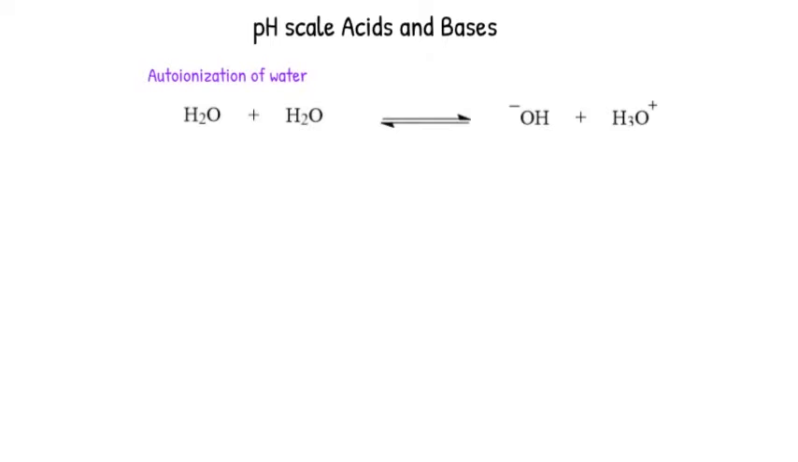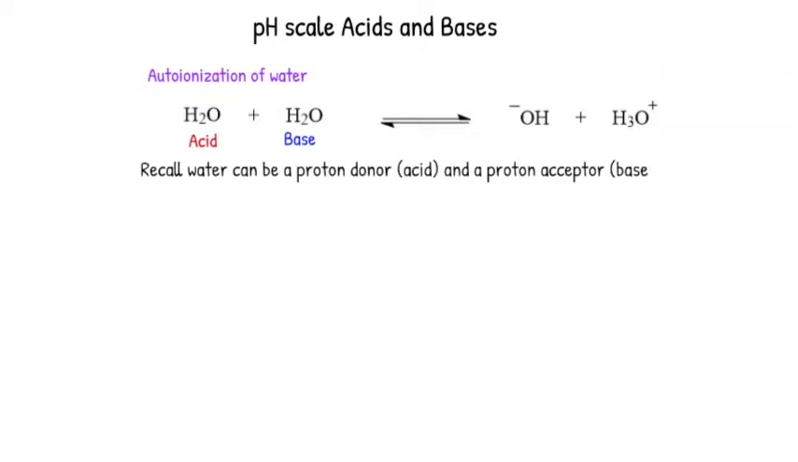This video is on the pH scale in acids and bases. Autoionization of water is a reaction where water is seen to react with itself. Recall that water can be a proton donor, an acid, or a proton acceptor, a base, in the Bronsted-Lowry theory. Because of this, water is amphiprotic.